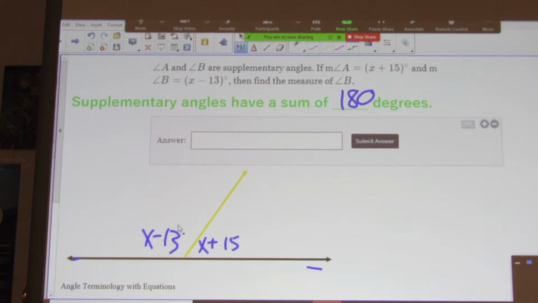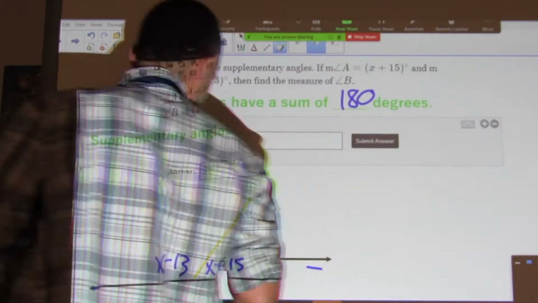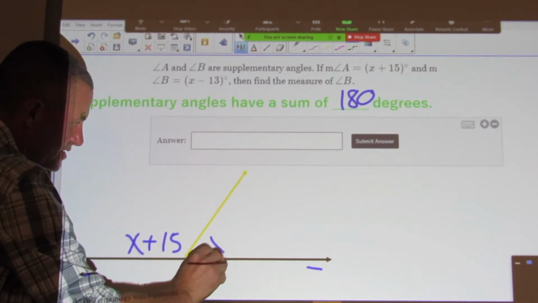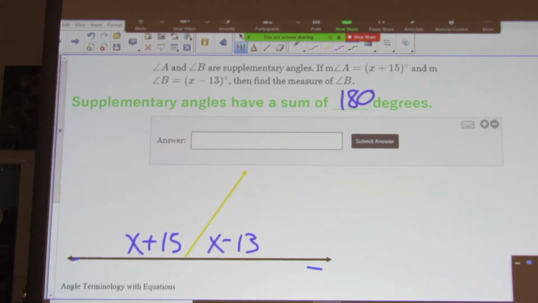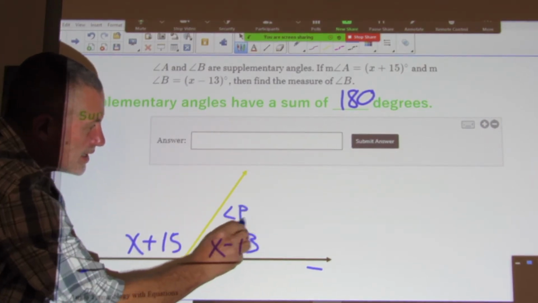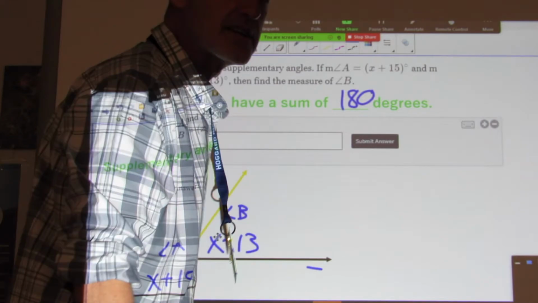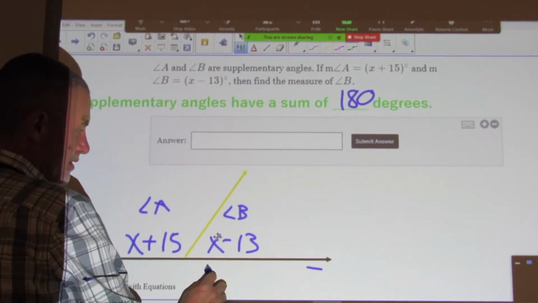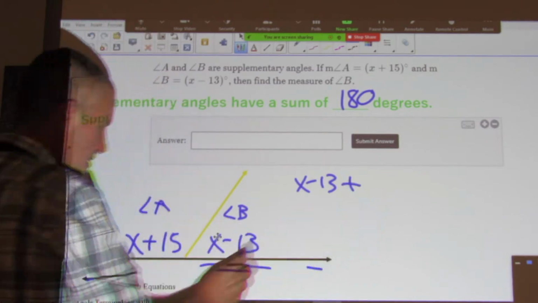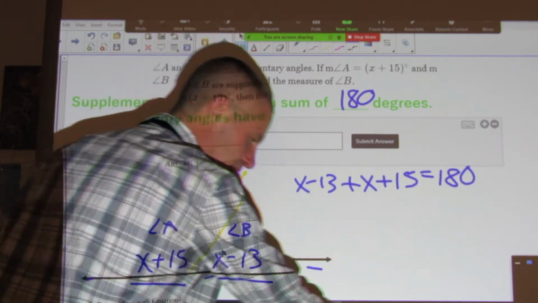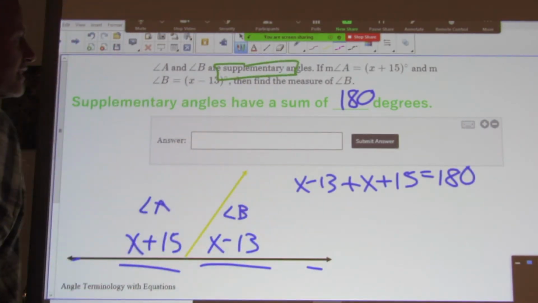So technically I put these in the wrong place, but mathematically if you do it without the picture, it wouldn't make any difference. I'm going to switch it anyway, because x plus 15 would have to be the larger of the two angles, and x minus 13 is that one. Now they're calling this one angle B and this one angle A. I know that they're supplementary, so all I have to do is add those two quantities together to equal 180. So this angle, x minus 13, plus x plus 15, is going to equal 180 degrees. It says so right there.